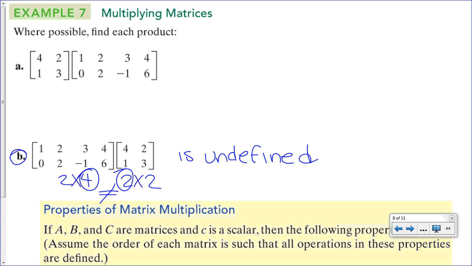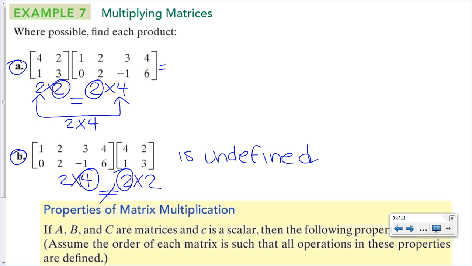Now let's see if we could perform the multiplication of part A. So we have a 2 by 2 and we have a 2 by 4. So in this case, yes, we can, because this number is equal to this number. And the resultant matrix is going to be a 2 by 4. 2 rows, 4 columns. First, we take the first row, and we multiply by the first column. So 4 times 1 plus 2 times 0.